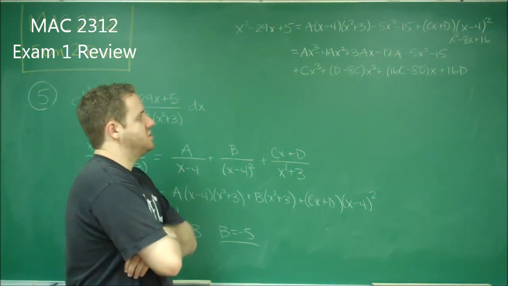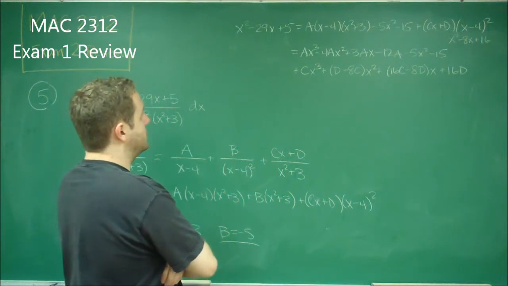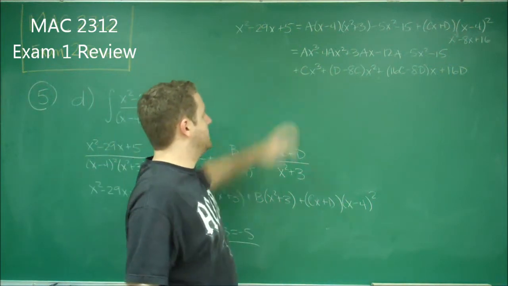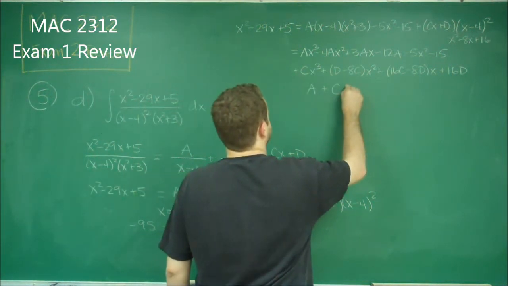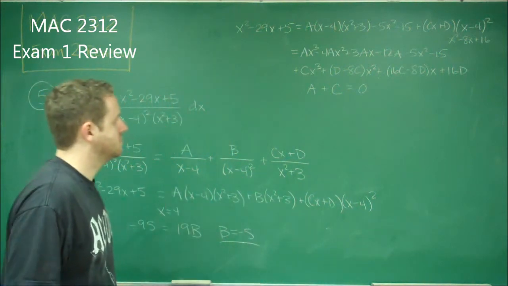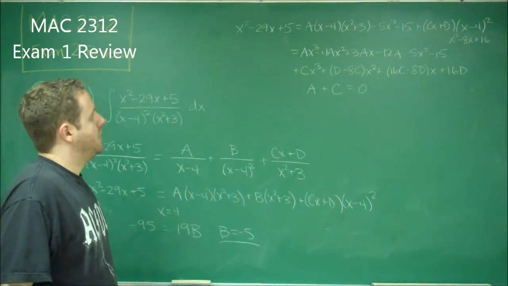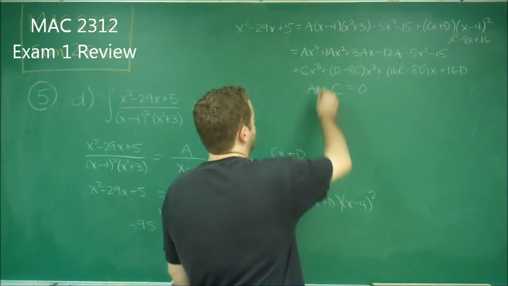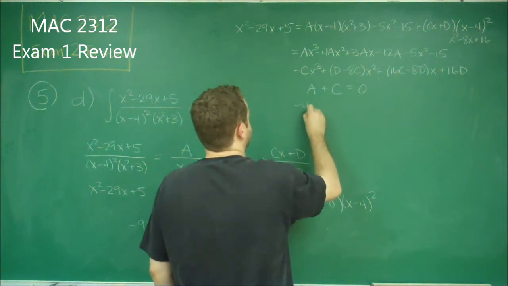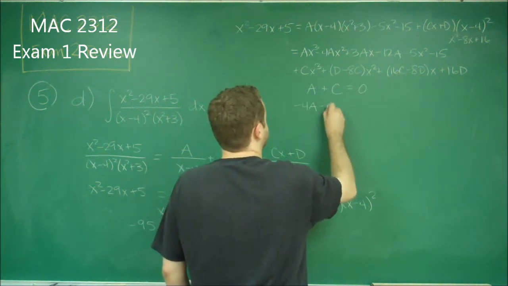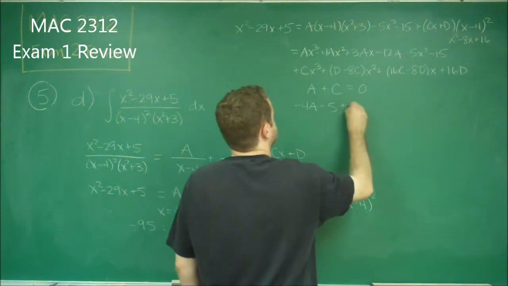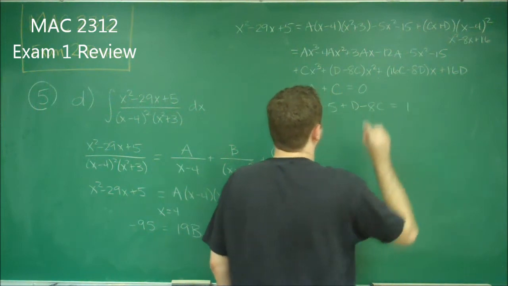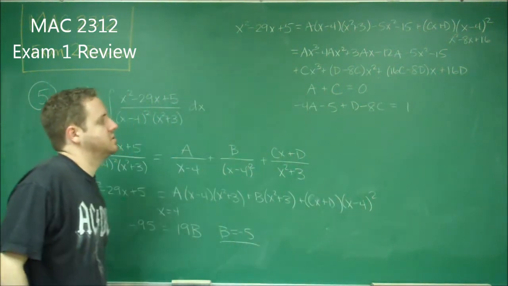But we can just start grouping them together. So let's do first the x cubed. Well, we don't have any x cubed here. And the only x cubed terms are A and C. So that tells us that A plus C has to equal 0. We have the x squared terms. So we have a couple of different things. We have negative 4A. We have the minus 5 from this, plus D minus 8C. All together have to be 1, because that's the coefficient of the x squared over there.